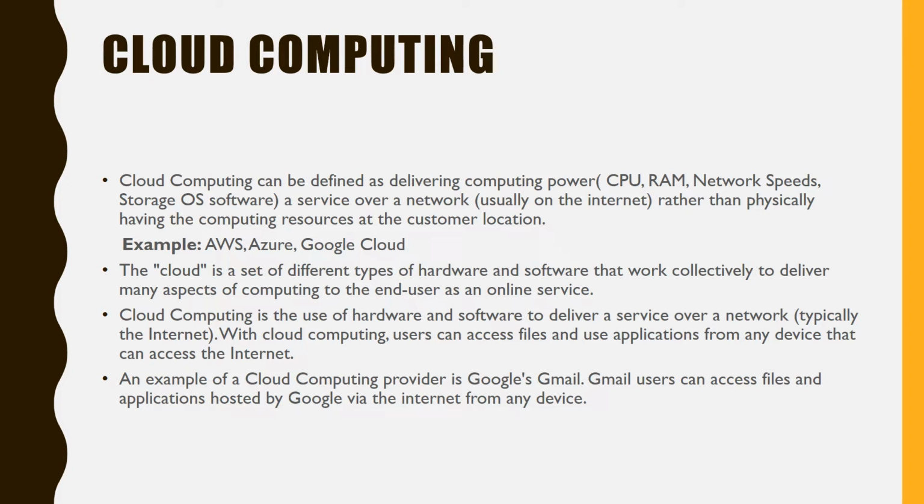Now, a cloud is a set of different types of hardware and software that work collectively to deliver many aspects of computing to the end user as an online service. So, whatever software or hardware that we use over the internet is covered under the cloud network. They are basically used to provide some sort of service to the end user, that is a client, that is you.